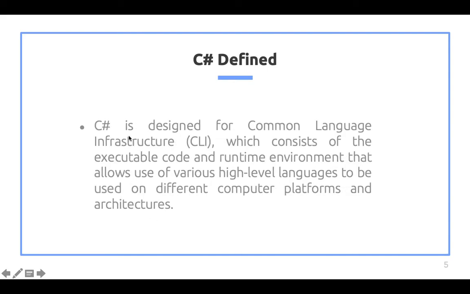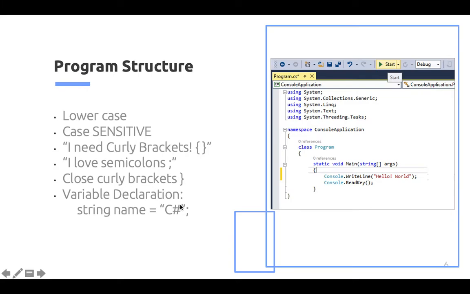C Sharp is also designed for the common language infrastructure, also known as CLI, which consists of the executable code and runtime environment that allows various high-level languages to be used on different computer platforms and architectures. So we also have here the program structure of C Sharp.